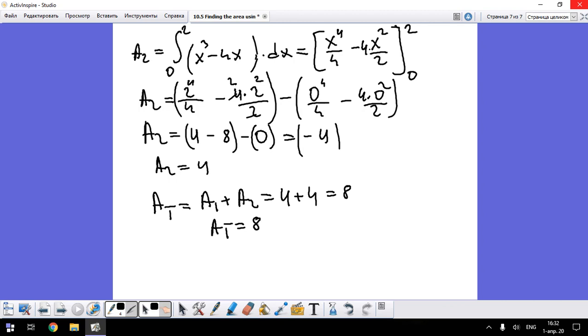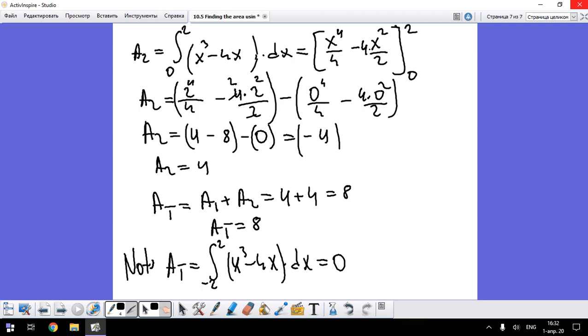Be careful if you have taken the total area as follows, from minus 2 to 2, x cubed minus 4x. In this case you will get 0. Okay, so you should take a note of this.